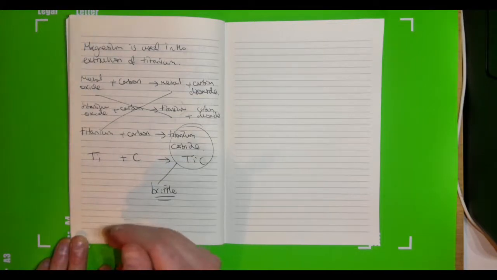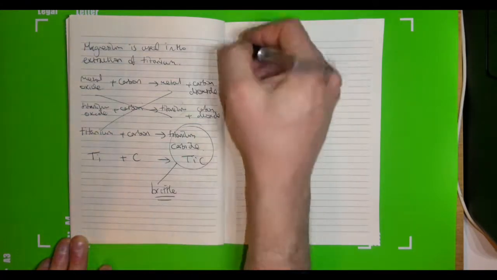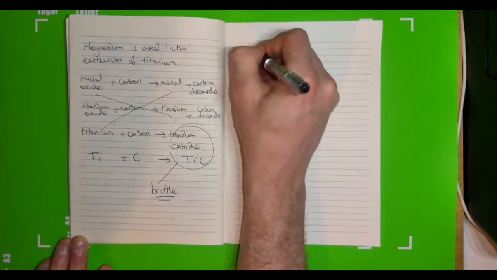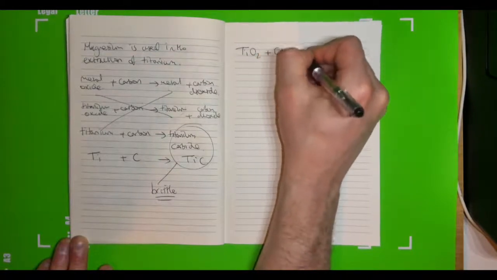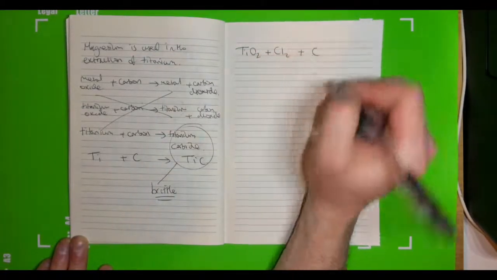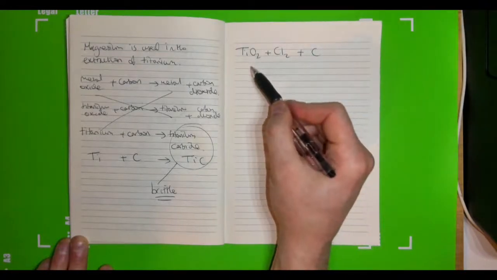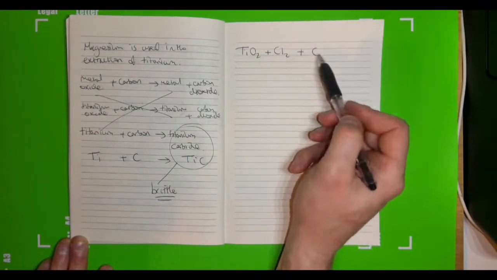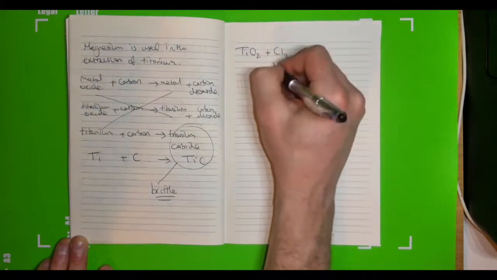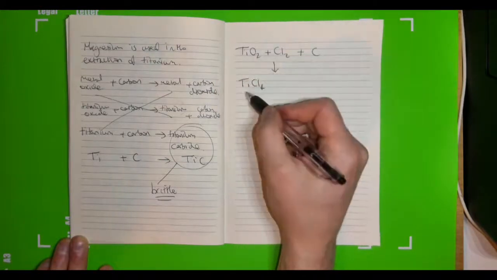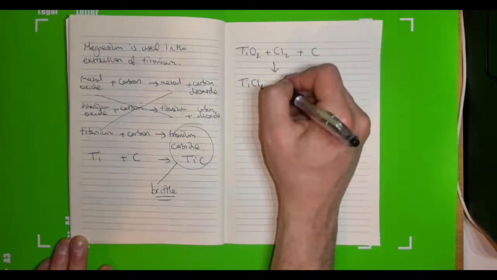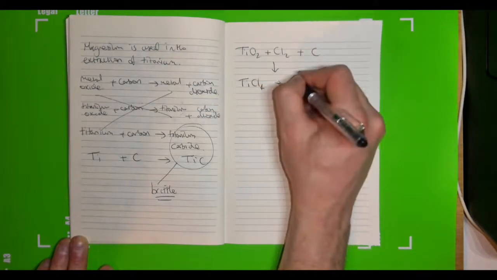So it's a multi-step process. The first step is where the titanium oxide reacts with chlorine and what we call coke, which is just basically carbon. Titanium oxide out of the ground reacts with chlorine and carbon. And what that does is it produces titanium chloride, which is TiCl4, and carbon monoxide.